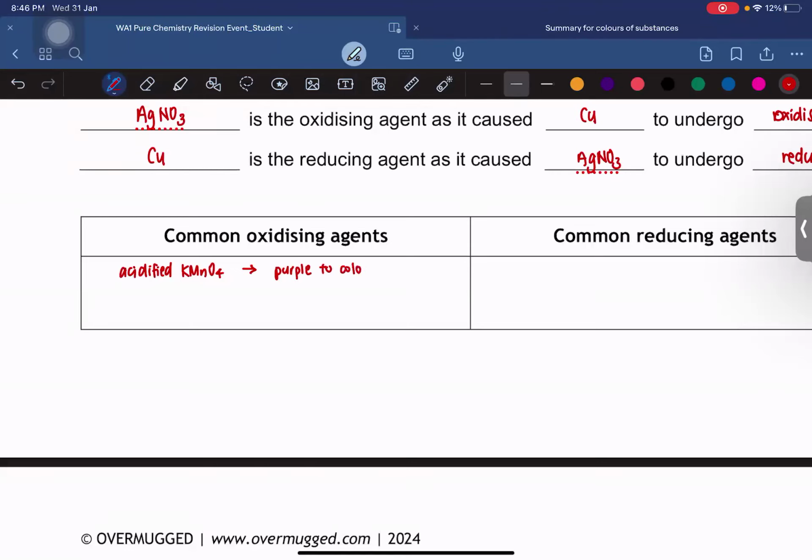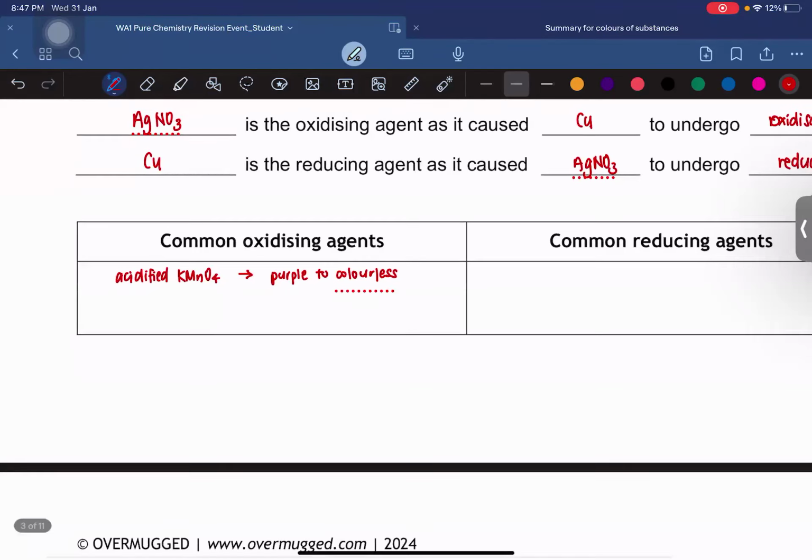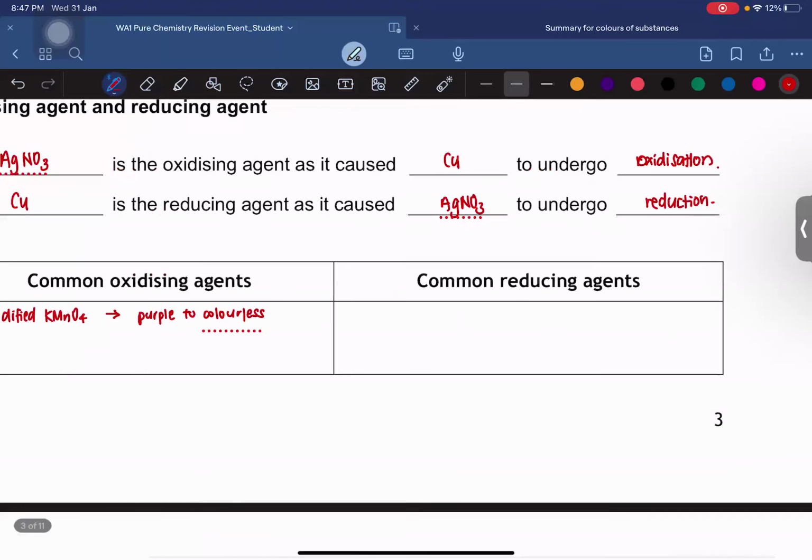Next one, what is a slightly weaker oxidizing agent? Basically, it's oxidation, but went wrong.